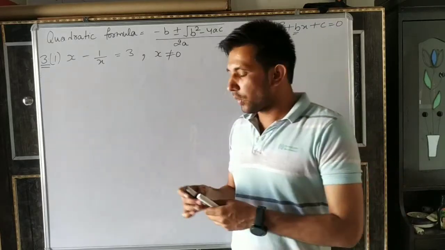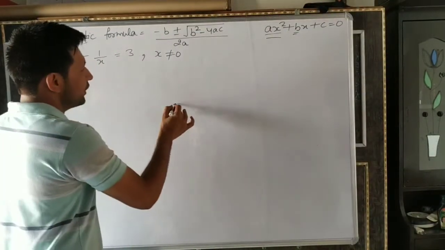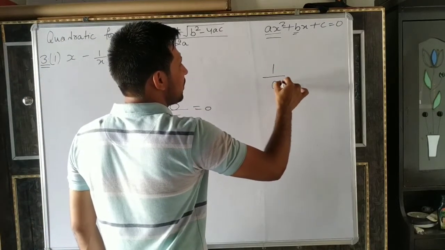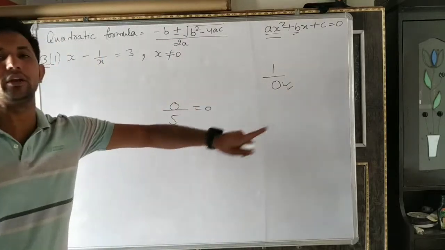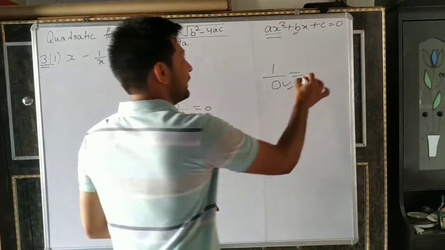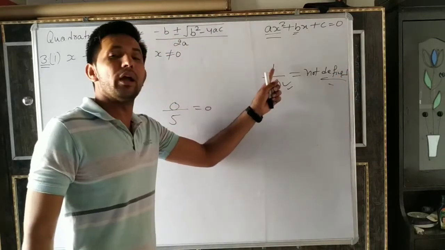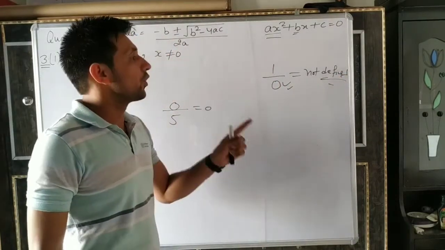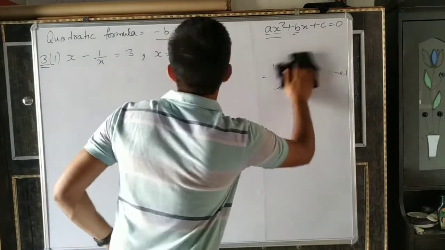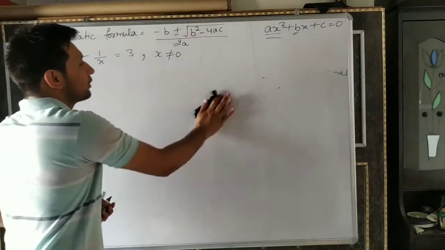Understand it? So why do we write x is not equal to 0? Because 0 divided by any number is 0, but 1 upon 0, whenever we write 0 in the denominator, the value is not defined. It means we don't know the value when any number is divided by 0. Otherwise you can say infinity. Because it is 1 upon 0, we don't know its value. That's why we write x not equal to 0.